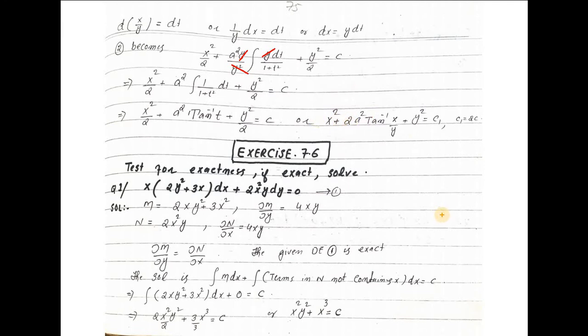Now we have to solve a few questions from this exercise. Test for exactness. If exact, solve. This is the differential equation. Here this part of the differential equation is m, and we find the partial derivative of m with respect to y. The derivative of y square is 2y, and we get 4xy. The derivative of 3x square with respect to y is 0. So this is the partial derivative of m with respect to y. Similarly, this is n.